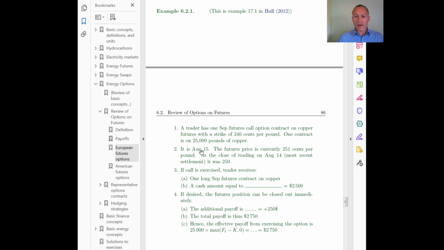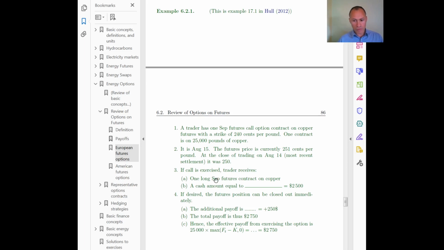It's now August 15, and the futures price is currently 251. At the close of trading yesterday, on August 14, the futures settlement price was 250. So let's suppose that I have the call and I decide to exercise it. What does the trader get?